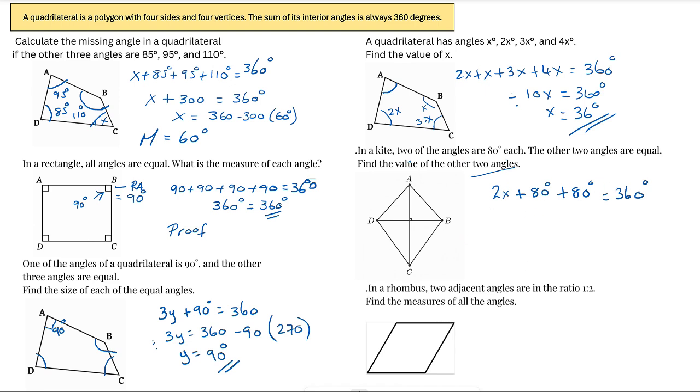So I just said that wrong, sorry. 2 of the angles are 80, 80, and the other 2 angles are equal. So that's why it's 2x. It's up there, so we do the normal.